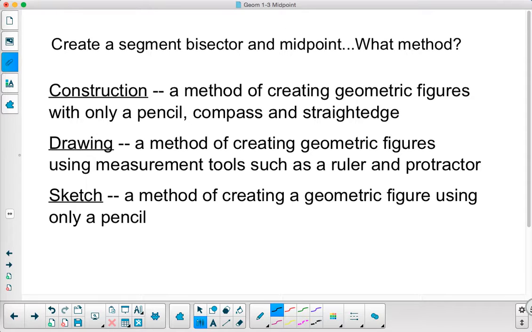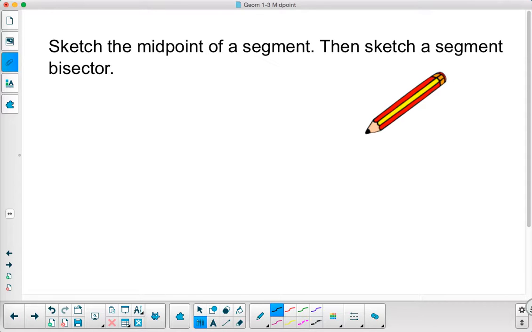So let's do creating a segment bisector and a midpoint by some different methods. Okay, the first method is simply to sketch the midpoint of the segment. And then we're going to sketch a segment bisector. Sketching means just using freehand drawing. So pause to make your sketch.